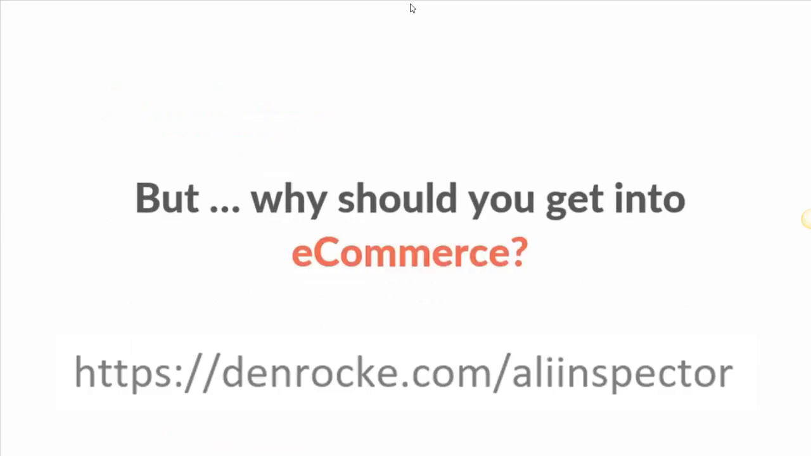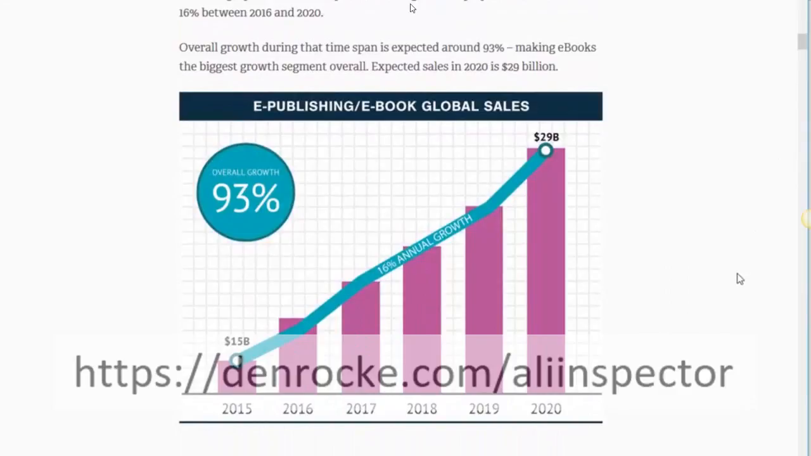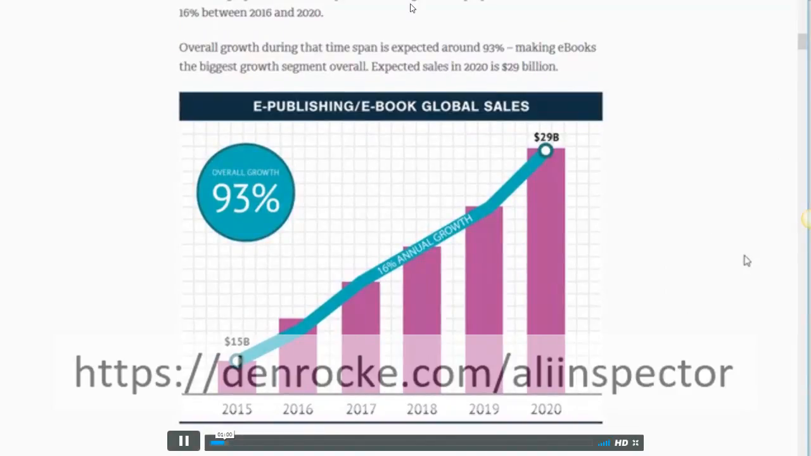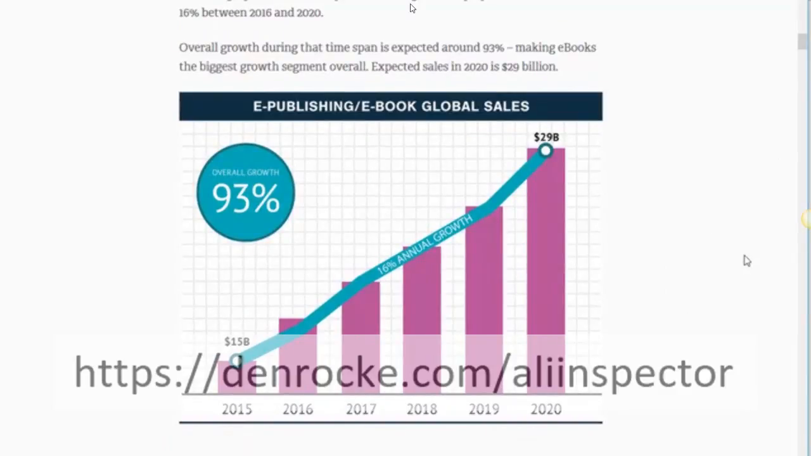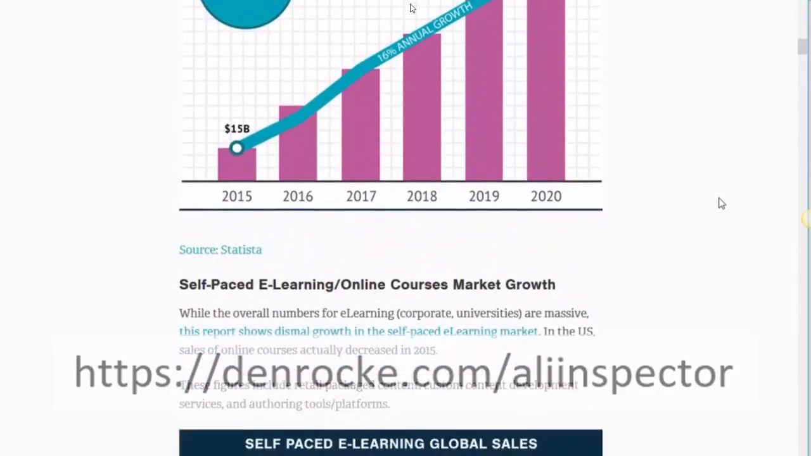Well, let me show you some facts here. Now, on this webpage I found at the selfstarter.com, you can see they have some stats here about the global growth for e-publishing, ebooks. You can see right here that it's projected that in 2020 it's going to rise to 29 billion with 16% annual growth, which is crazy.